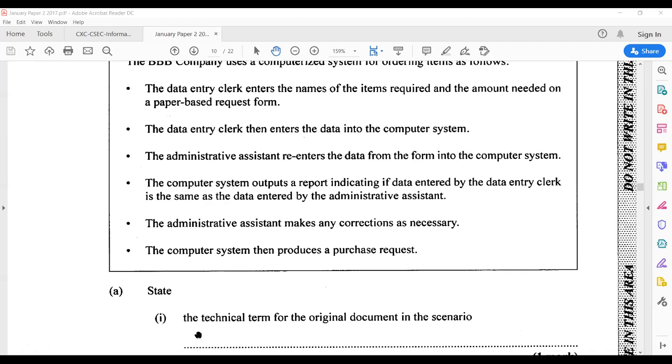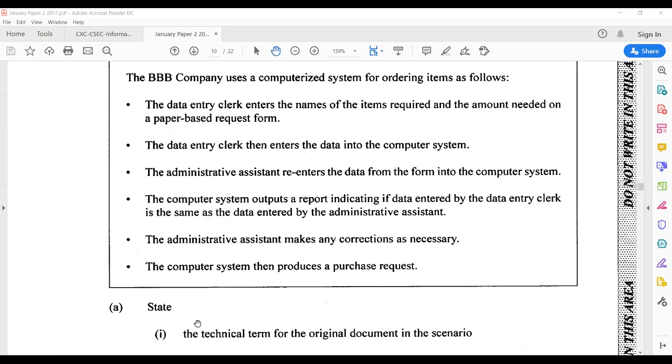Now, the first question is, state the technical term for the original document in the scenario. What do you call the document from point one, the one where the data entry clerk enters the names of items required and the amount needed on a paper-based request form? That is called a source document. That is a document that is initially populated with the information. Okay, so that's a source document.